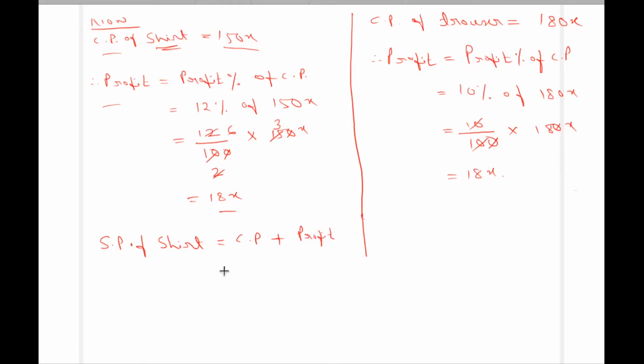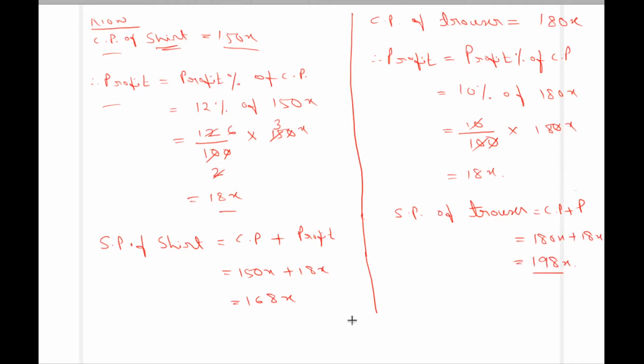Okay, so cost price is 150x plus 8. Profit is 18x, so it equals 168x. Yes. Now the selling price of trouser equals, similarly, cost price plus profit. So cost price is 180x and profit is 18x, so it equals 198x. Now see, finally we have got the selling price of shirt and the selling price of trouser.